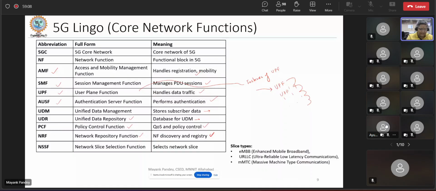I told you about slice, network slice selection function. This is currently kind of unexplored. There are three fixed slice types. Enhanced mobile broadband for your call. Ultra reliable low latency communication for your virtual reality, AR, VR, and camera related functions. And then MMTC, massive machine type communication for your IoT. So you can actually connect your different functions.